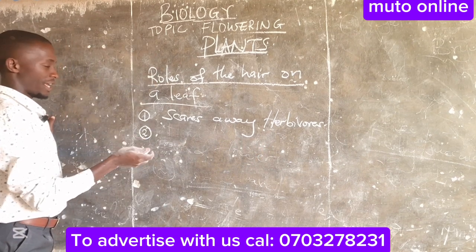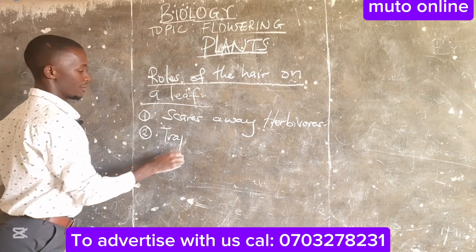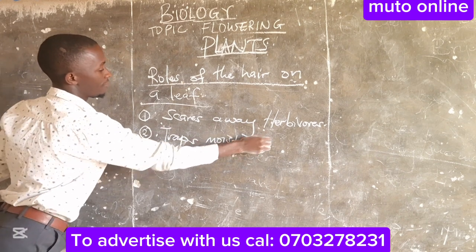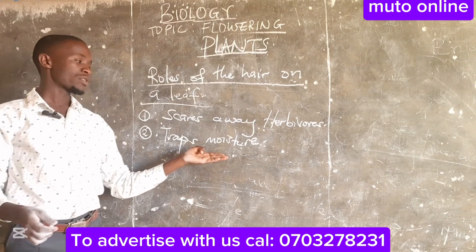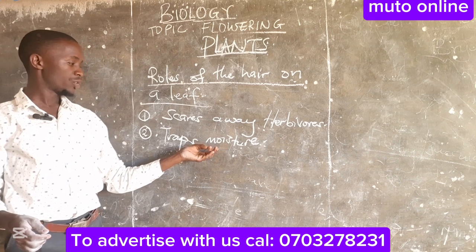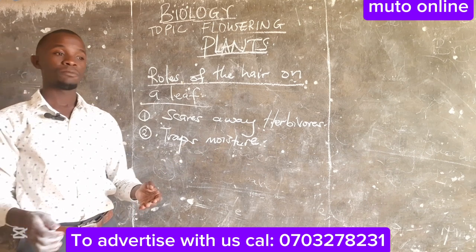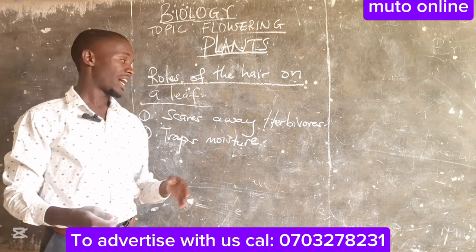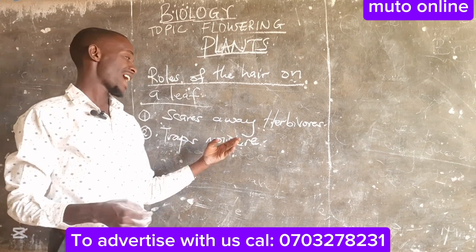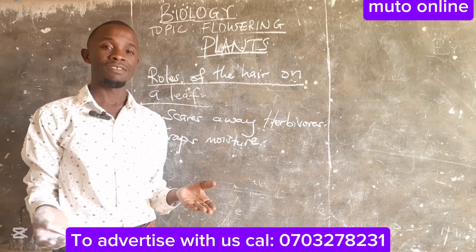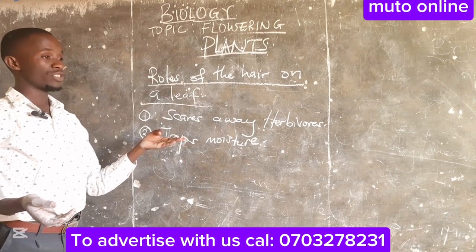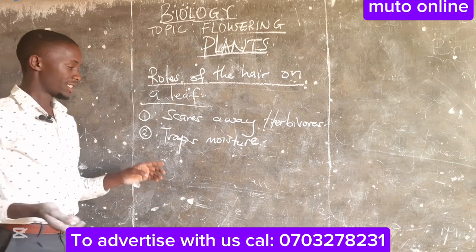The second function of the hair: it traps moisture. This trapping of moisture on the surface of the leaf is usually an advantage, because it keeps the leaf moistened. And two, the moisture dissolves the respiratory gases to be absorbed by the leaf in a liquid form. So the hair are serving a purpose.